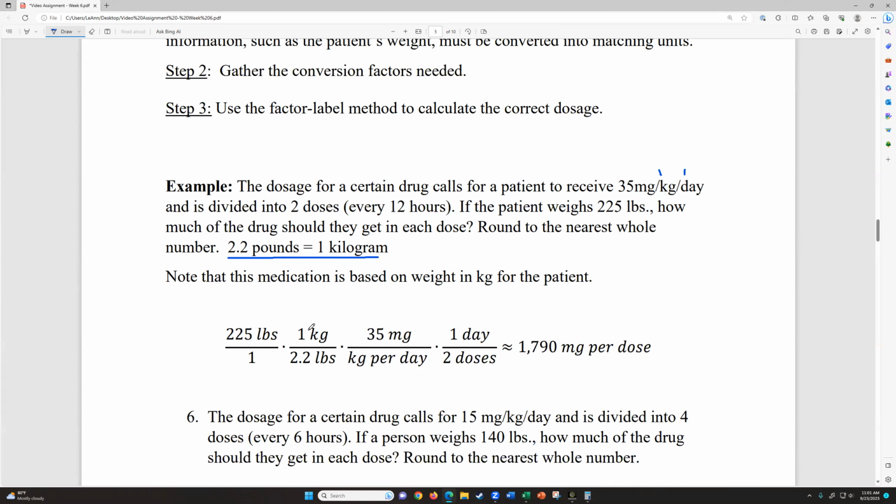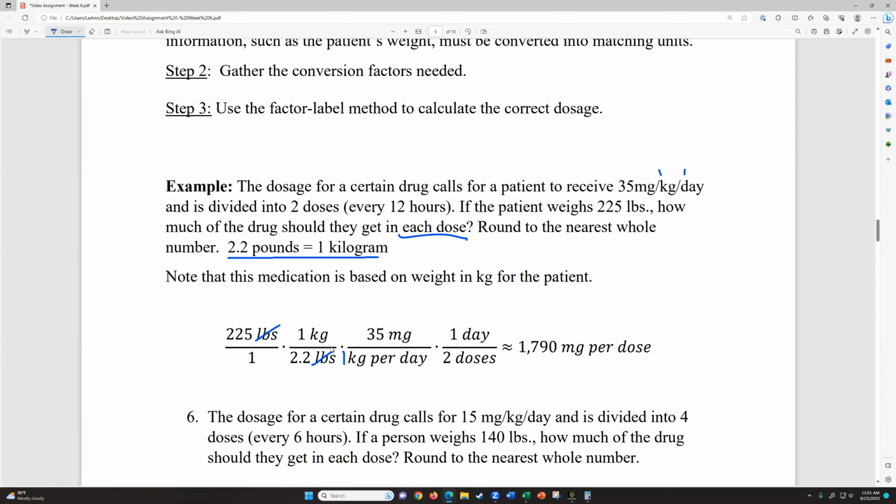You convert them to the correct measurement for the drug prescription. So now this will get them in kilograms if we worked this part out. Then this is how we set up the drug prescription. It's 35 milligrams, and this is, again, per 1 kilogram per day. Now, if you stopped right here, this would tell you the amount of medicine they need to take for an entire day. We want to know how many they should take per dose.